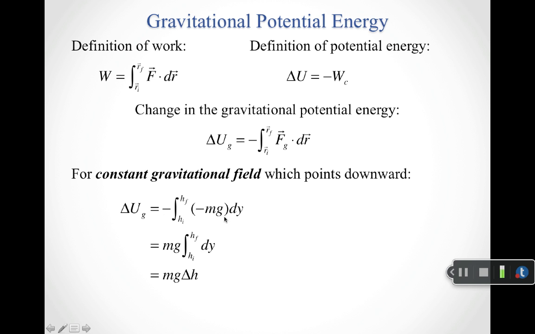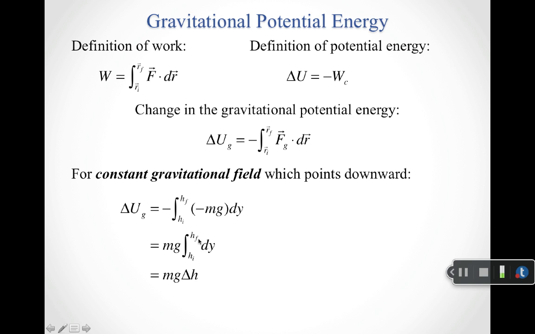m and g are both constants here, so I can pull those out of the integral. So I'm left with just mg times the integral from some initial height to some final height, because the only thing I care about is what's going on vertically, of dy. The integral of my little dy term is just going to be delta y, and when I plug in, I get final minus initial, so this is where I get my delta h from. And again, delta h can be both positive and negative.